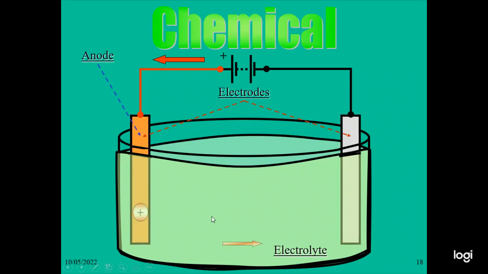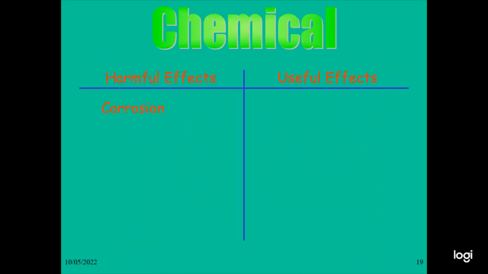The current, the positive charges, flow to the negative charges, passing through the electrolyte to the cathode. So, chemical effect. Harmful effects are corrosion and rust; useful effects are electroplating, electrolysis, and battery charging. Physiological effect. Harmful effects are muscle spasm, pain, burns, stopped breathing, and death.